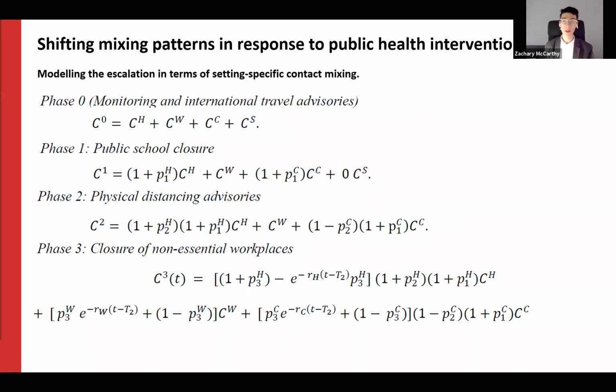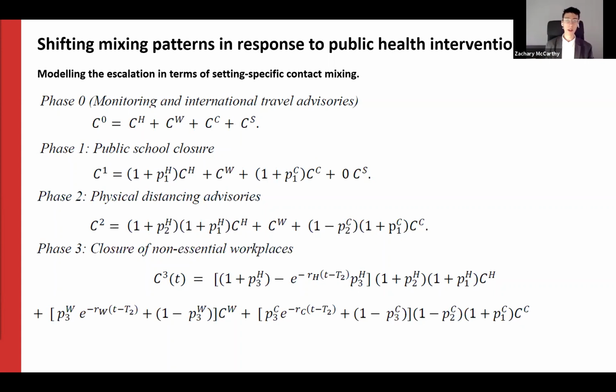In the first phase, we have CH. By the way, a bit of notation: CH denotes the household contact mixing, CW is the workplace, CC is community, and CS is school. In the first phase, there are no major measures put in place, so we simply take the sum of the 4 settings to represent mixing. In the next phase, there was a public school closure. So we take 0 contribution from the school mixing, and we have a shift. We introduce 2 parameters at this stage, P1C and P1H. We model a shift in the community contact and an increase in household contact.